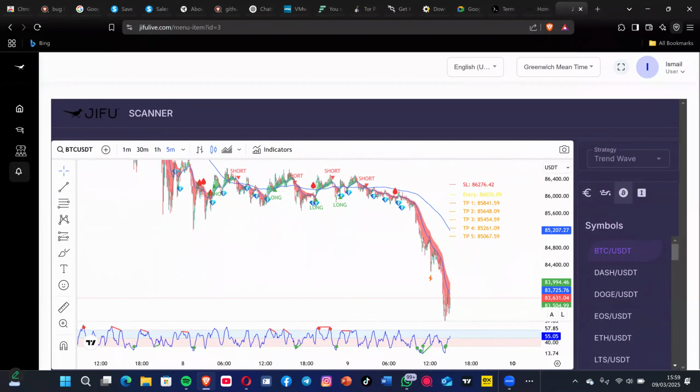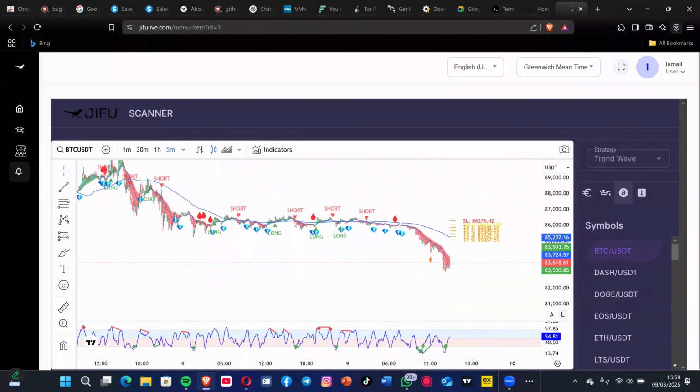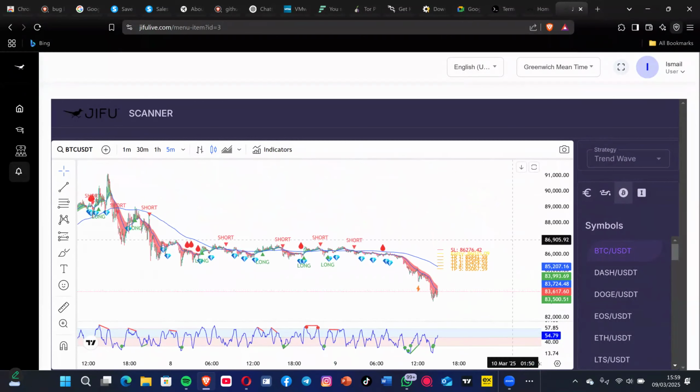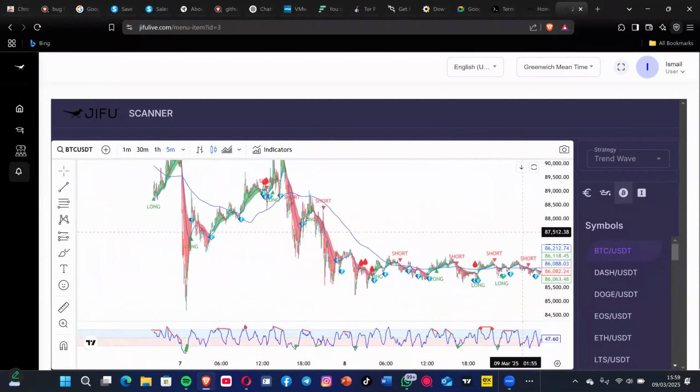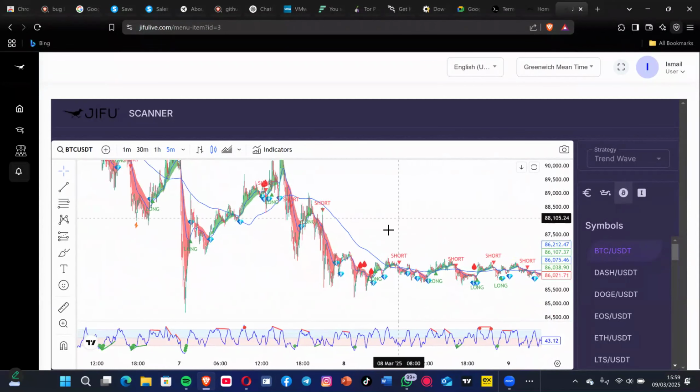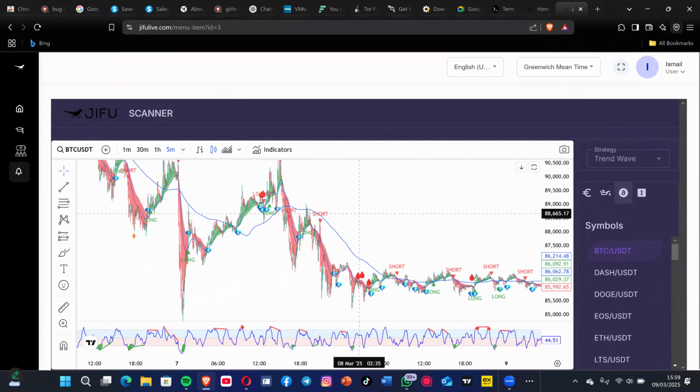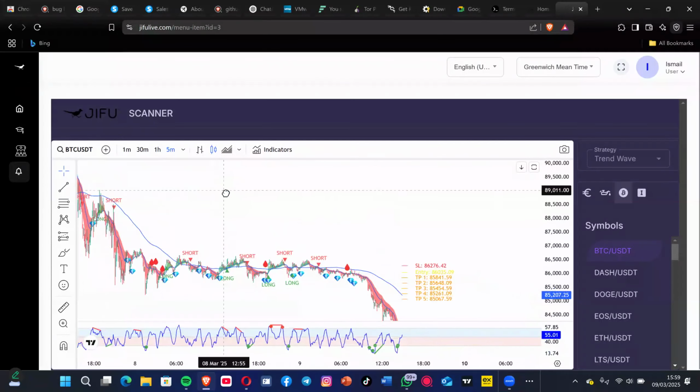Good. So now I'm going to show you how you take this trade. Things you need to look out for. But you see that most of the time, like 95% of the time, when the scanner gives you a signal, it's a win. Not all the time. Let's confirm.